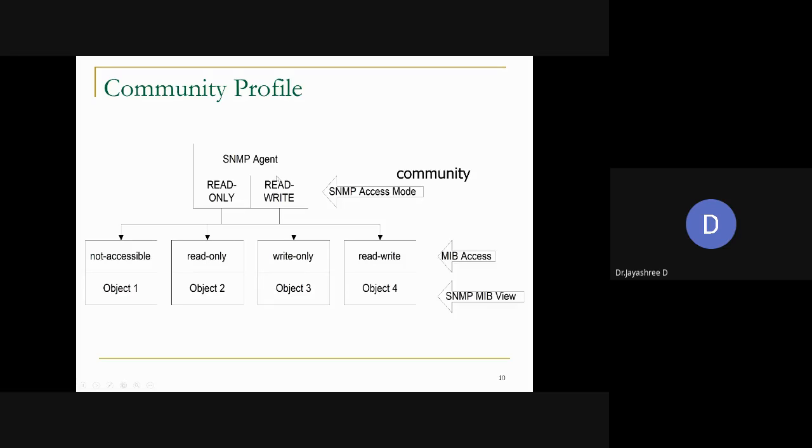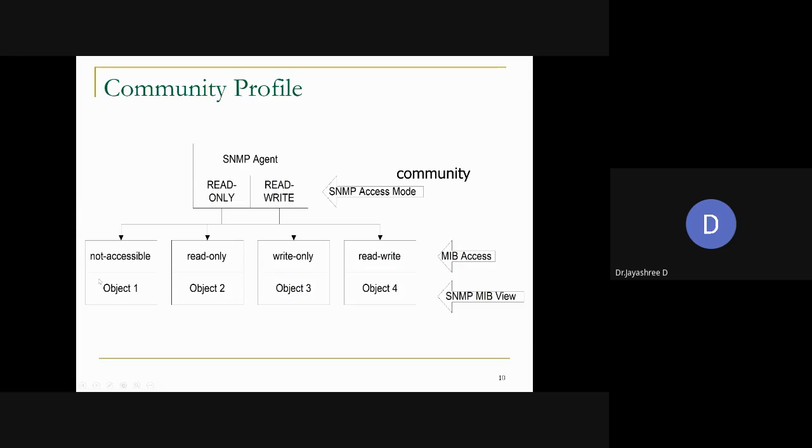This object is not accessible to this agent. According to the community profile created with the manager, he cannot write anything on that object, so it is not accessible in the view of the agent. Any manager who wants to access this object cannot form a link on the basis of the community with this agent. He has to use some other agent to get the view of those things. So here the SNMP access mode is going to be read only, read write, or write only.